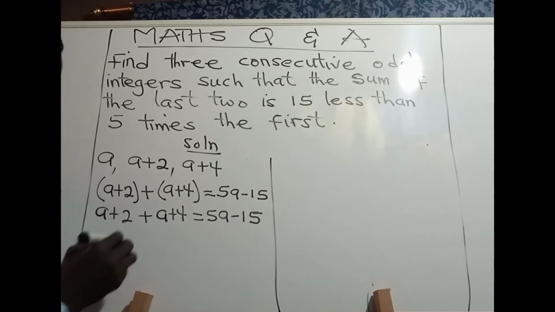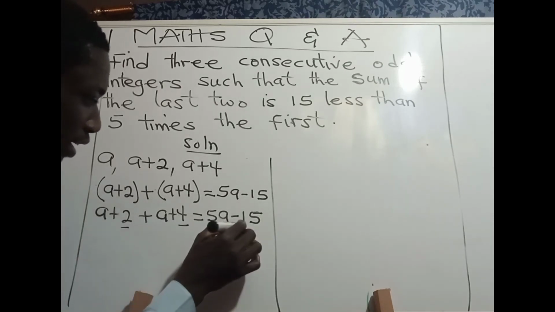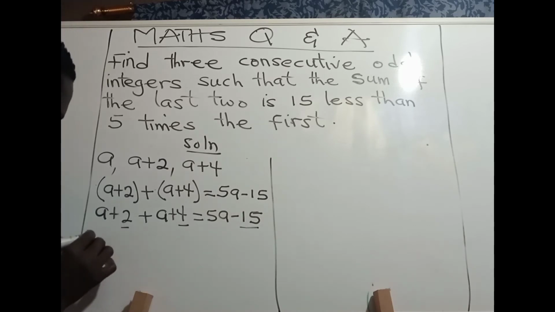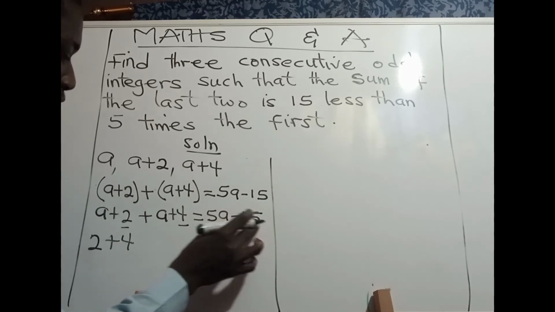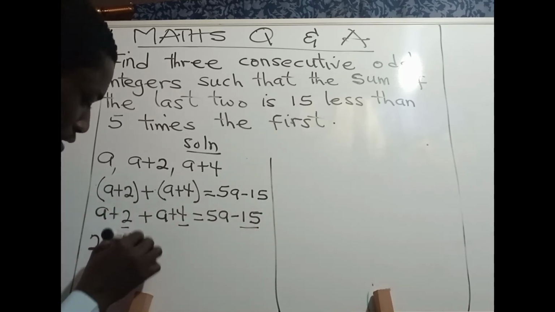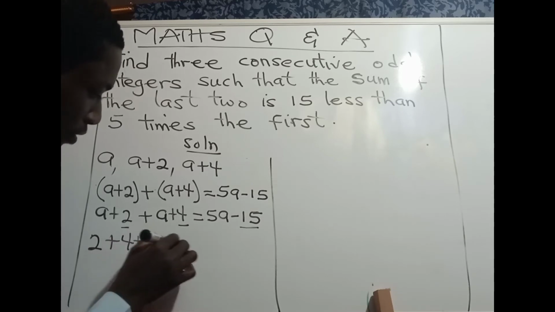Okay, so the constant numbers are 2, 4, and then minus 15. So let me write it here. We have 2 plus 4. Now the 15 is negative, okay? So when I bring it here, it will be what? Positive 15.